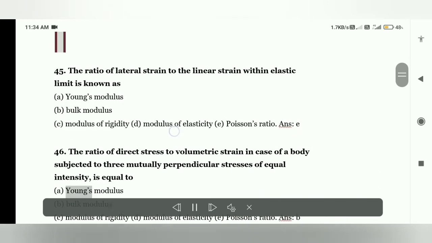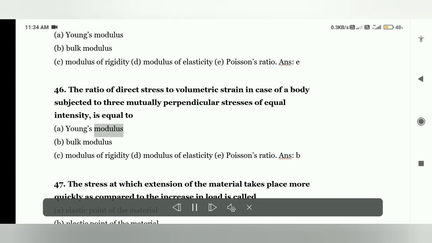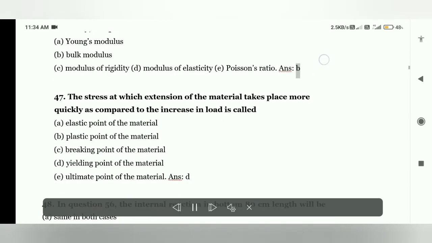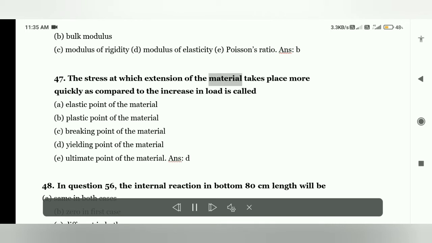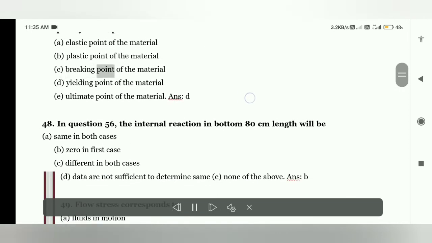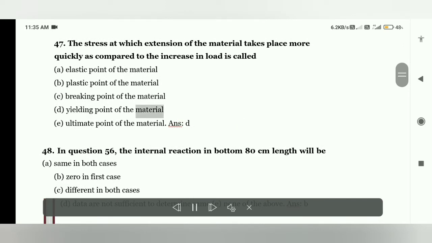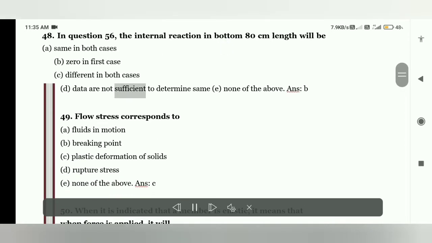46. The ratio of direct stress to volumetric strain in case of a body subjected to three mutually perpendicular stresses of equal intensity is equal to A. Young's modulus, B. bulk modulus, C. modulus of rigidity, D. modulus of elasticity, E. Poisson's ratio. Answer B. 47. The stress at which extension of the material takes place more quickly as compared to the increase in load is called A. elastic point of the material, B. plastic point of the material, C. breaking point of the material, D. yielding point of the material, E. ultimate point of the material. Answer D. 48. In question 56, the internal reaction in bottom 80 centimeters length will be A. same in both cases, B. 0 in first case, C. different in both cases, D. data are not sufficient to determine, E. none of the above. Answer B.